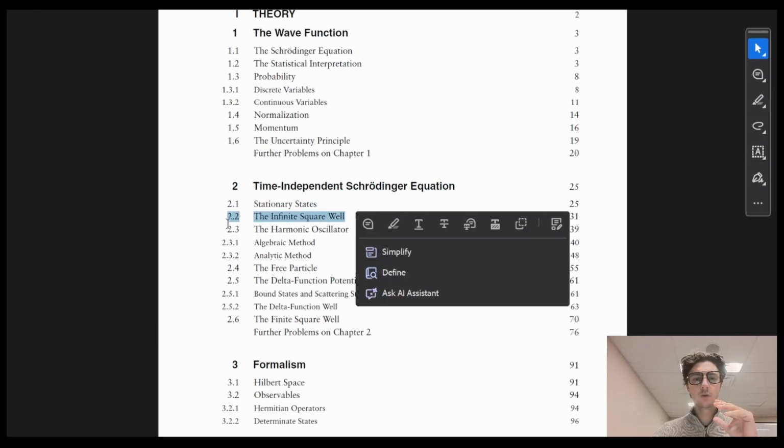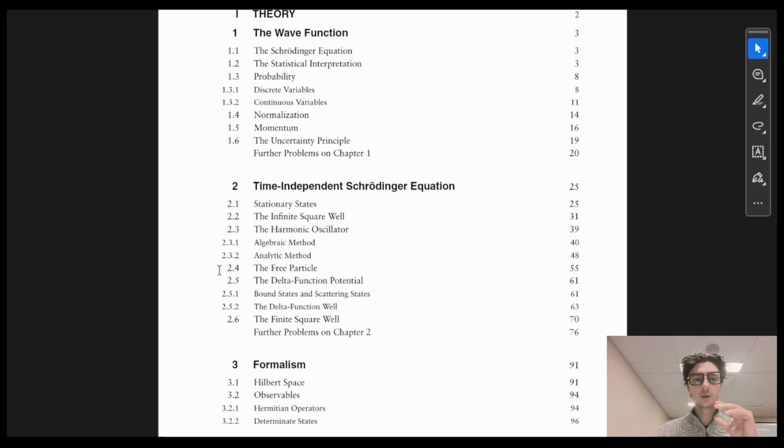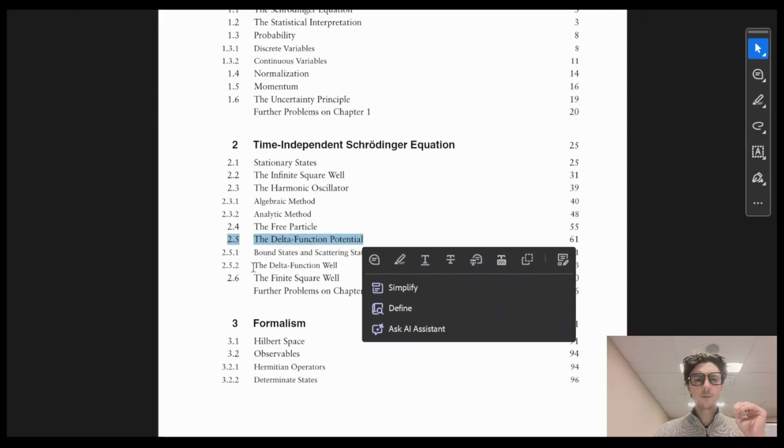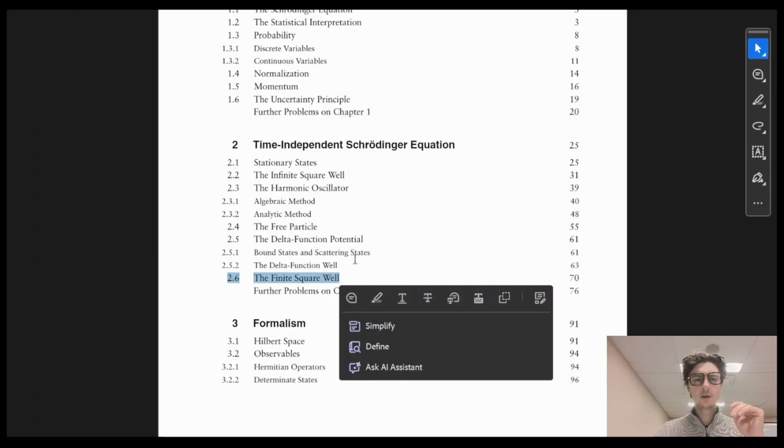Then we're going to do infinite square well. Then the harmonic oscillator, which has two sections. We'll do the free particle as a separate video. The delta function potential, that also has two sections here. And then the sixth and last video, the finite square well.